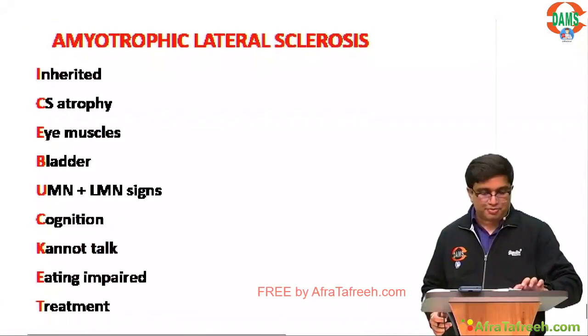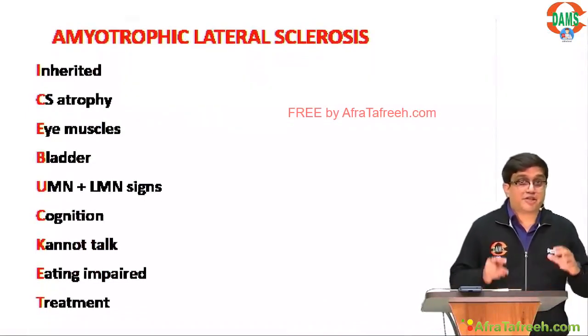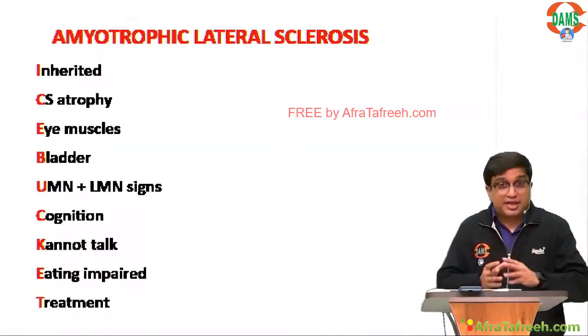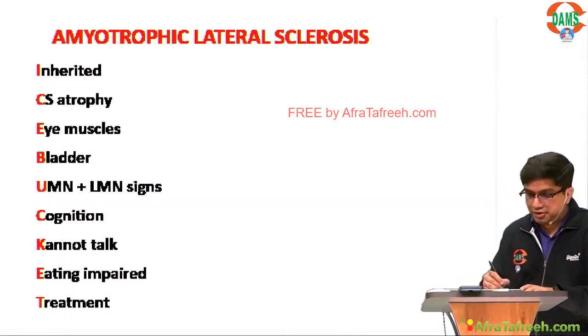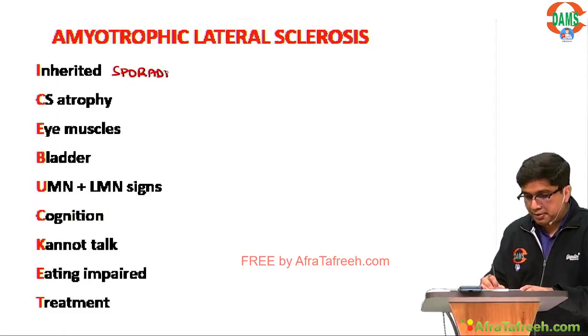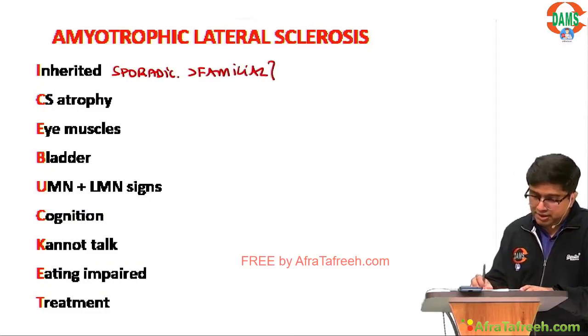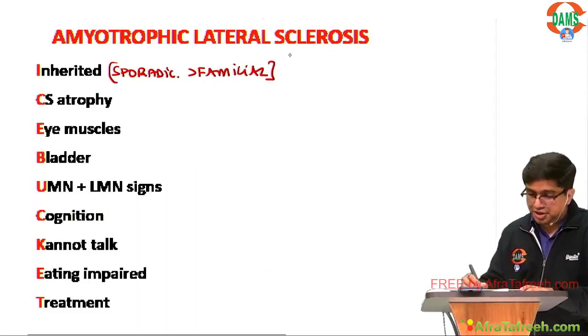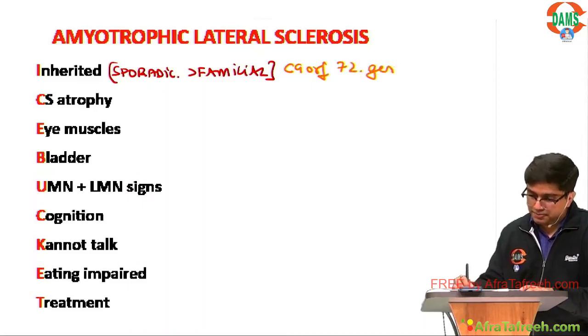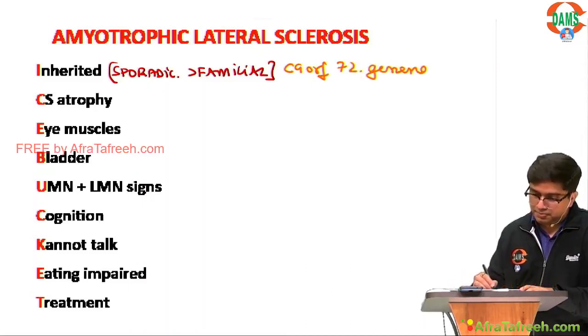Now the last ball of the match. Amyotrophic lateral sclerosis is again inherited, though more often it is considered to be sporadic than familial. And the most common gene that could lead to ALS is the C9ORF72 gene, on chromosome number 9.